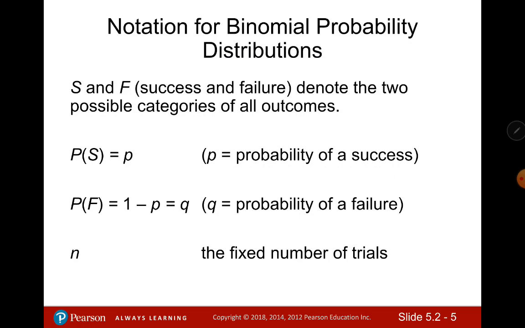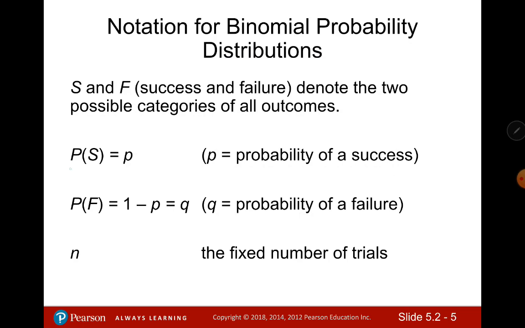And let's check some notations for this distribution. Here, capital S stands for success and capital F stands for failure. S and F denote the two possible categories for all the outcomes, but it's not necessarily a good thing for a success or a bad thing for a failure. It just wants you to understand we only have two kinds of outcomes.